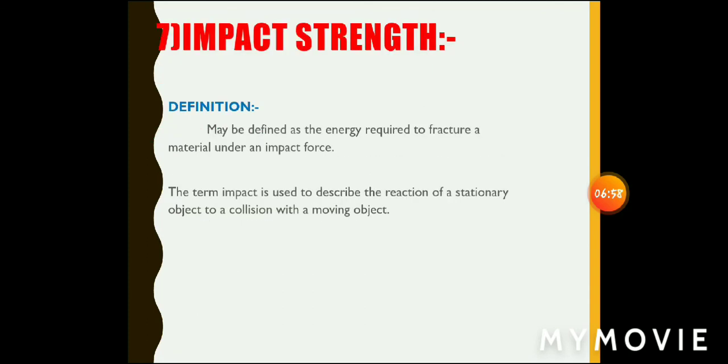Now coming to impact strength. Impact is like being hit by someone with a blow. In the same way, if a moving object collides with a stationary object, the stationary object can resist only a few impacts before breaking. The amount of energy absorbed by the stationary object because of the impacts is called the impact strength. It may be defined as the energy required to fracture a material under an impact force. The term impact is used to describe the reaction of a stationary object on collision with a moving object.